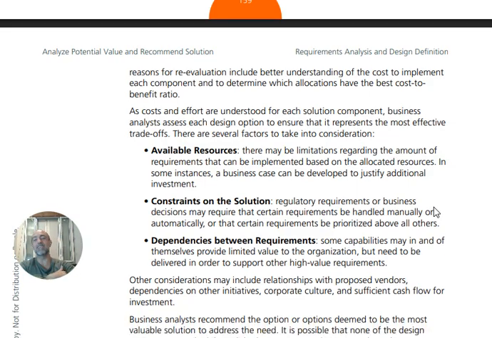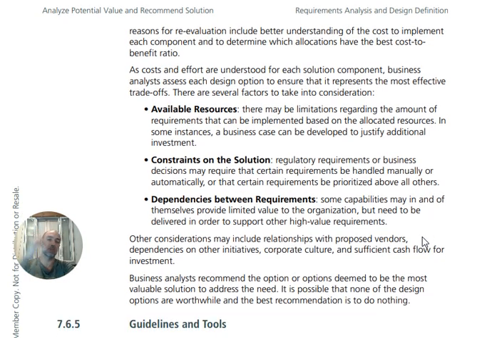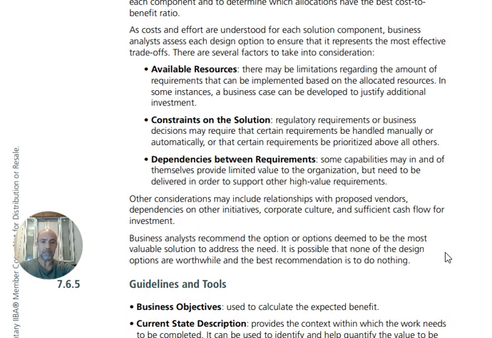Why not? Constraints on the solution, regulatory requirements, and whatever legalities or business decisions that may require certain requirements. Or maybe just operational logistical concerns, because sometimes making a decision, we talked about this, I think, in chapter 4 or 5, when we were discussing that if you want to change something within one side of the business, it might affect the other side.